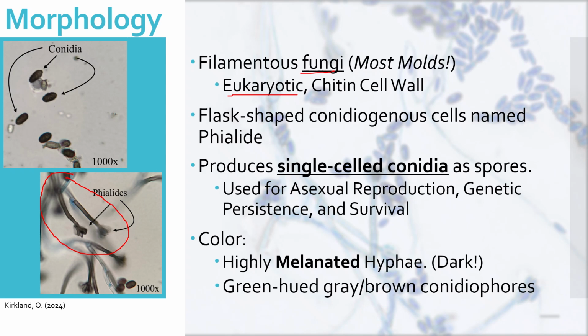The hyphae are split up into two major parts. There are the phialides, which are these little nubs at the end. They are flask-shaped. You could see them in our laboratory right now. They're kind of like test tubes, more triangular. They produce conidia as spores. Because they are spores, they're used for asexual reproduction, genetic persistence, and survival. One of the biggest reasons that it is called black mold is because it is highly melanated, kind of like how our skin can be melanated. So it picks up a natural greenish-gray or brown hue in the conidia, which are the little spores.